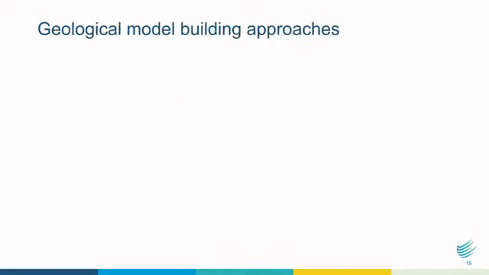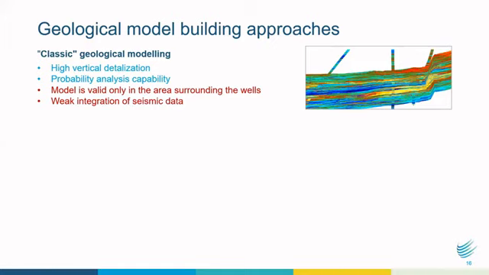Now let's consider different geological model building approaches. So if we consider them, we will see the following. Basically, there are three most commonly used approaches. First is, let's say, classic geological modeling. Using it, we obtain high vertical detailization. We are able to perform probability analysis, but our final model is valid only in the area surrounding the wells, and there is a very weak integration with seismic data.